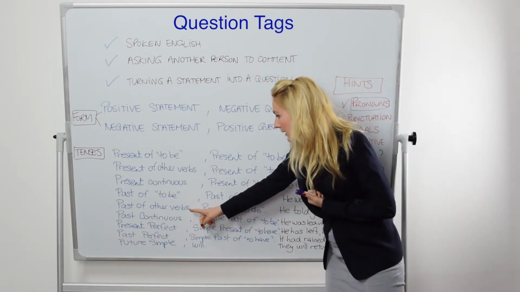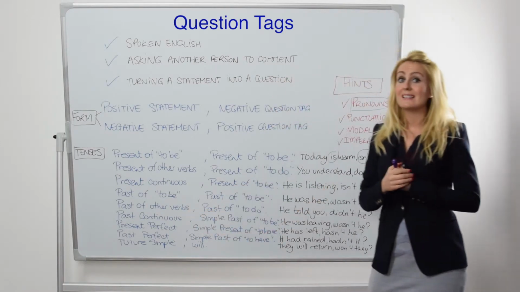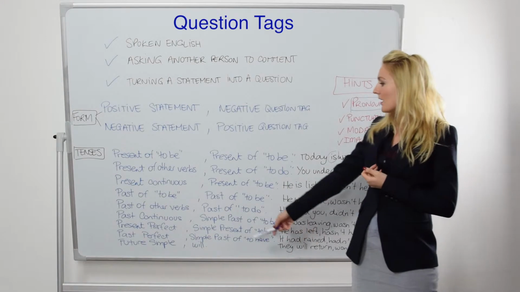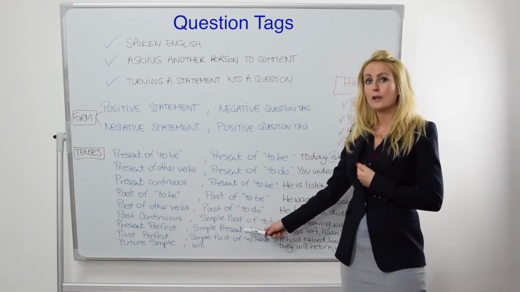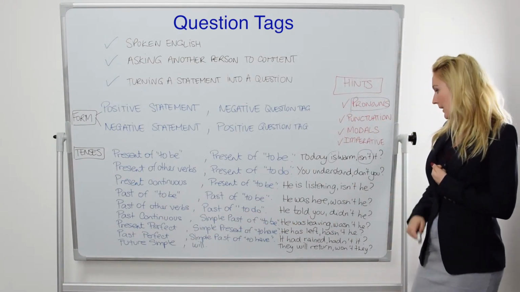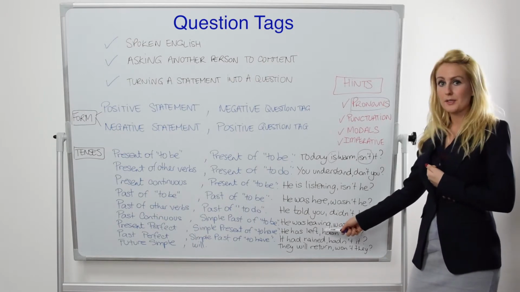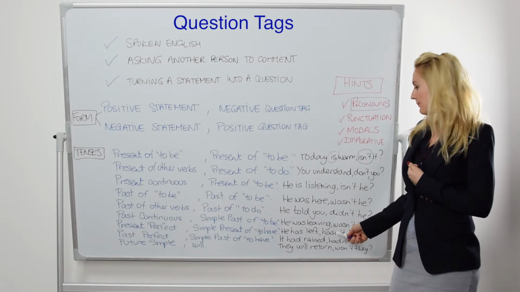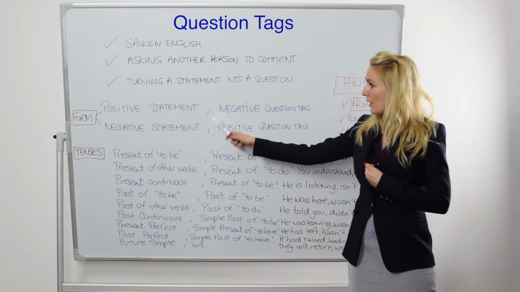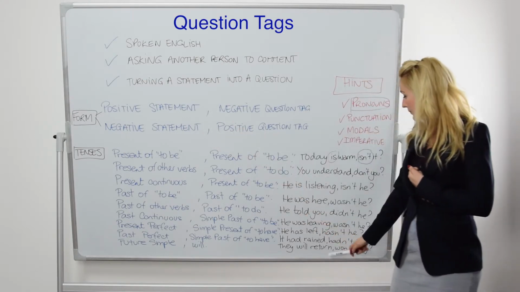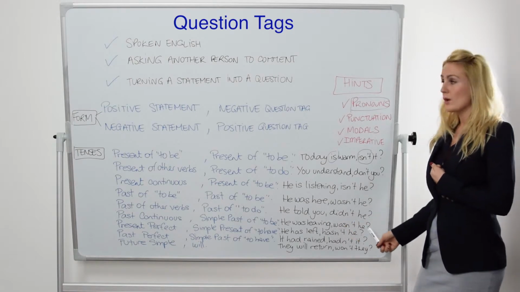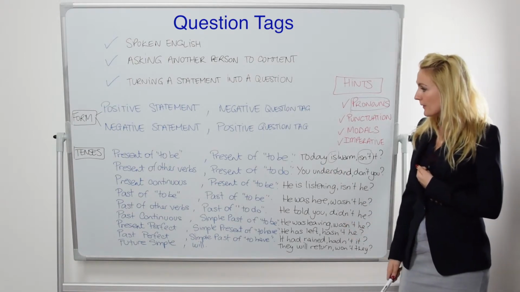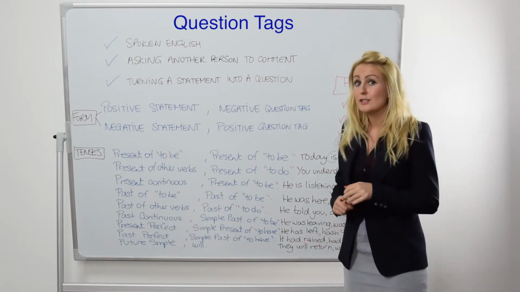The following scenario, the past continuous, it means that in my tag I have to have the simple past of to be. He was leaving, my past continuous. Wasn't he? I have my simple past of to be. Another option, so the other form, negative, positive. He wasn't leaving, was he? Positive tag.